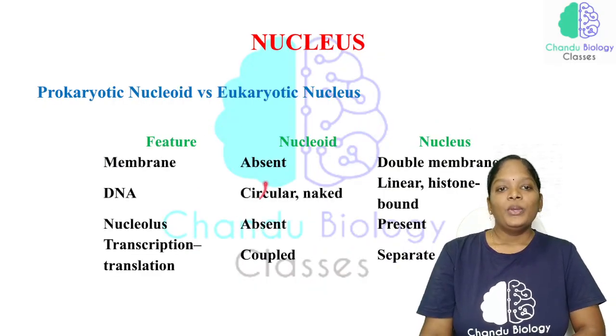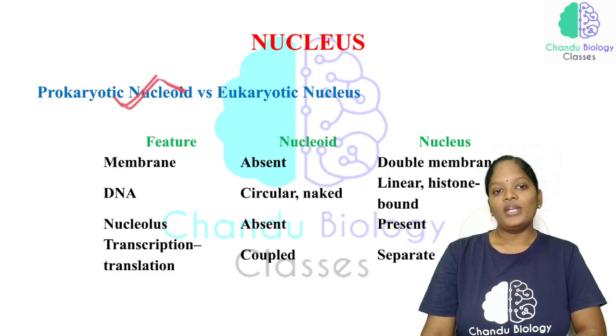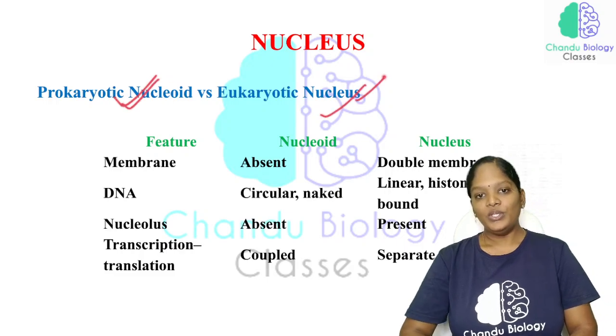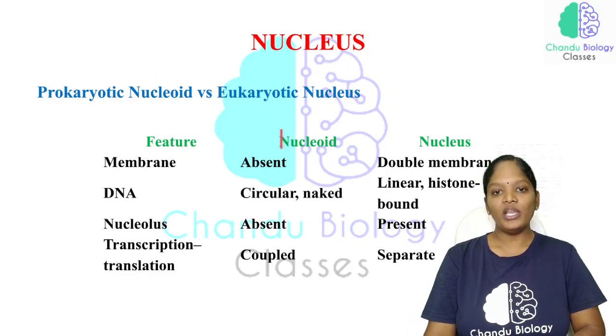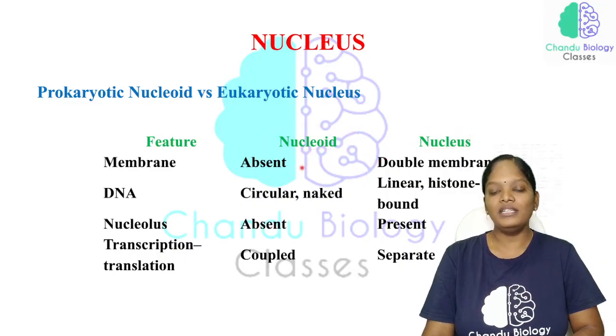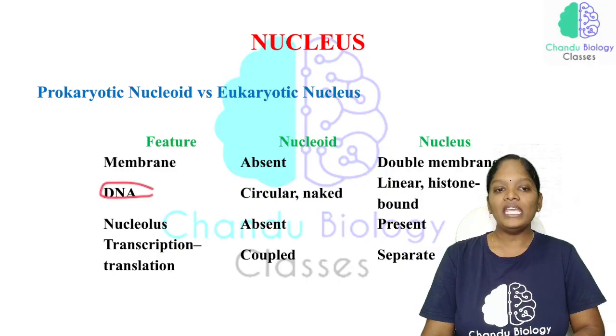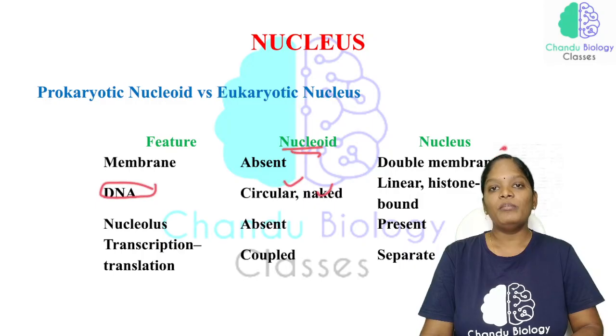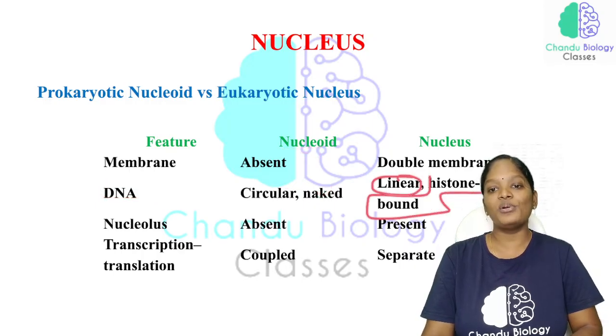Now, what is the difference between the prokaryotic nucleoid and the eukaryotic nucleus? See here, the nucleus is a double membrane, but this nucleoid doesn't have any membrane, so the membrane is absent in the nucleoid. The DNA which is present in the nucleoid is circular and naked, but in the eukaryotes it will be linear and histone bound.